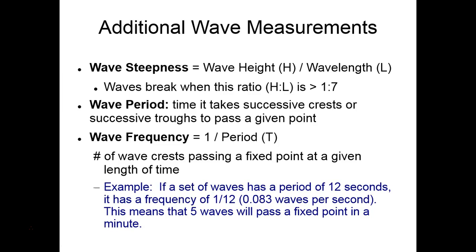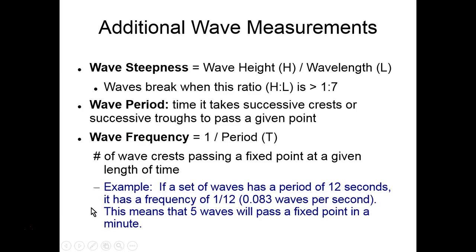Okay, some other important terms include wave period and wave frequency. The wave period is the time it takes successive crests or successive troughs to pass a given point. Okay, so wave period is basically how long it takes for a wave to get from one point to the next. Okay, wave frequency is the inverse of the period. So if you know the period, you can calculate the frequency. The frequency is the number of wave crests passing a fixed point in a given length of time. So the comparison: wave period is the time it takes. Wave frequency is how many waves there are.